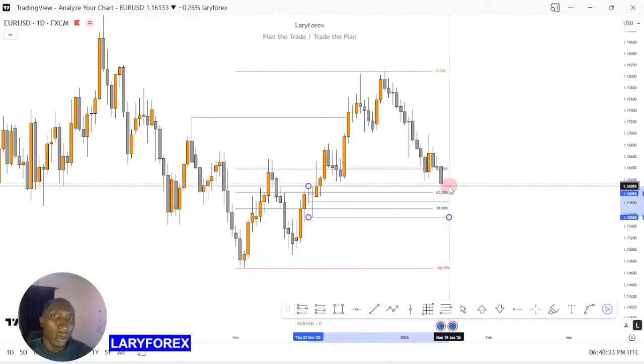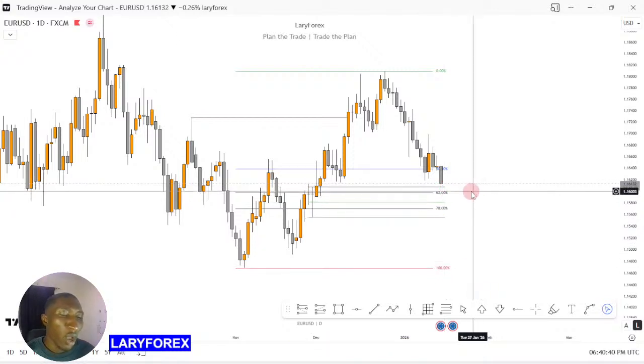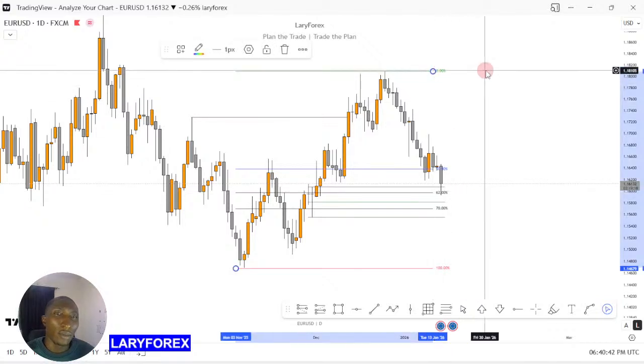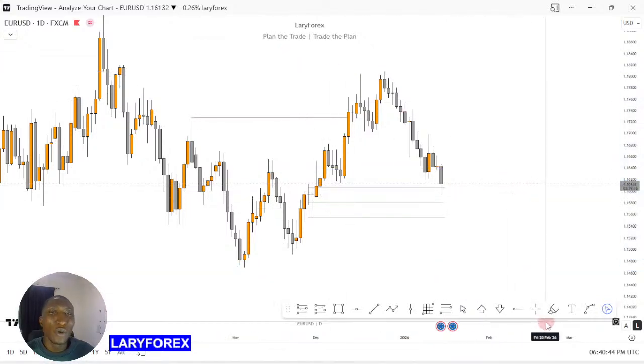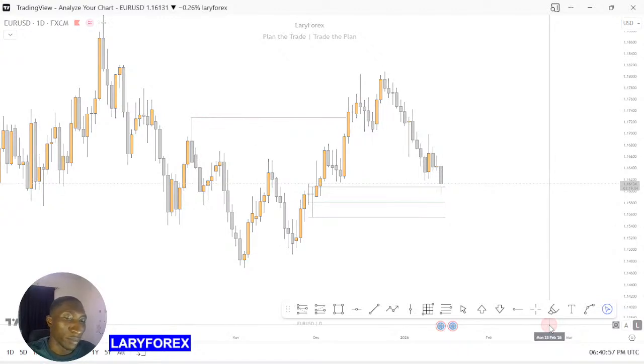So being said that this is our point of interest, what do we do? Do we just enter the trade? No. Now we move down to our 4-hour time frame. Now we remove this Fibonacci. We move down to our 4-hour time frame to make sure that it corresponds with what the daily time frame is telling us. So what is the daily time frame telling us? It is telling us to start looking for a buy. Now let's go down to our 4-hour time frame.